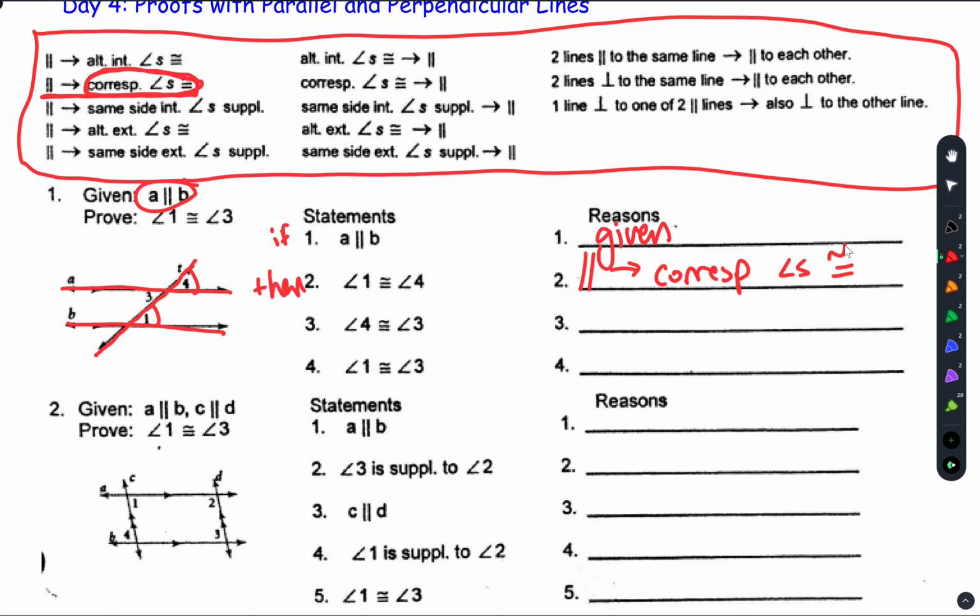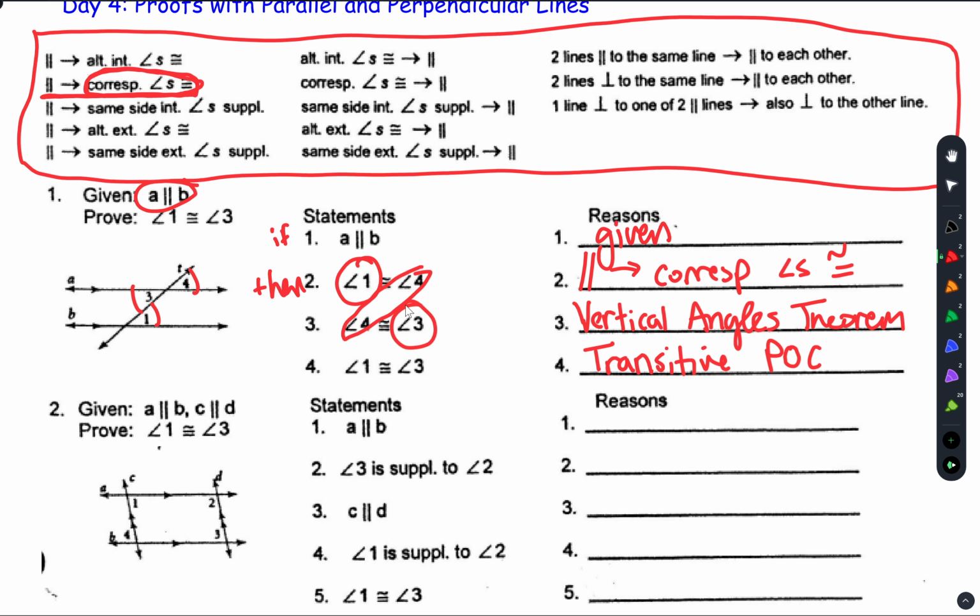Okay, now I'm going to look at a different pair of angles. 4 and 3 are congruent. Why? Nolan. Perfect. Make sure we write it out like that. Then number 4, how did we get there? Go ahead. Yeah, transitive property of congruence. Because we're cutting out that 4 to say that 1 and 3 are congruent.